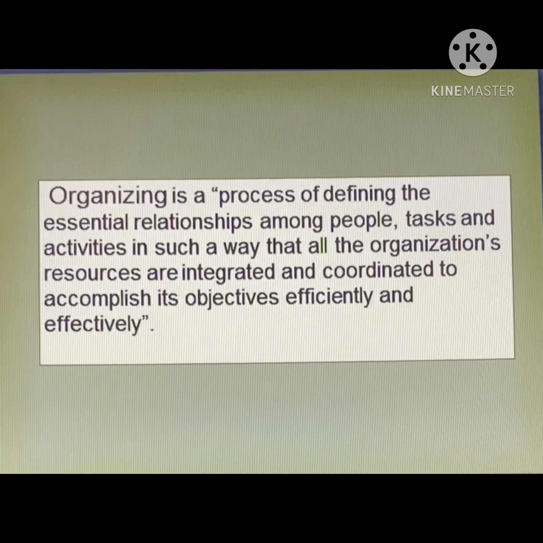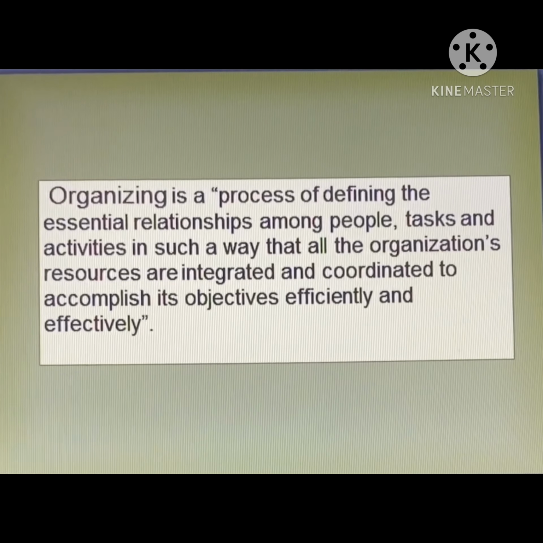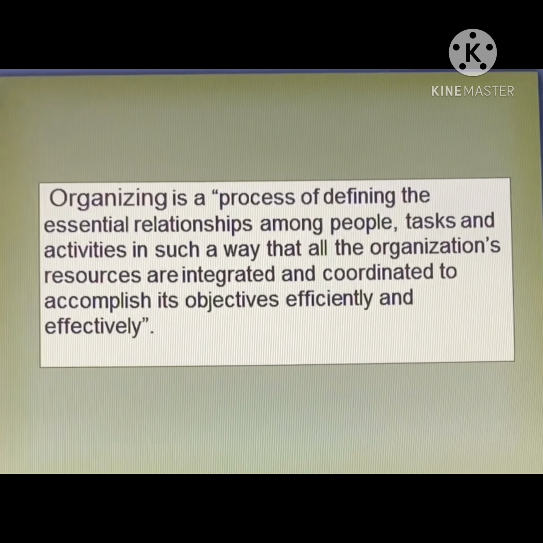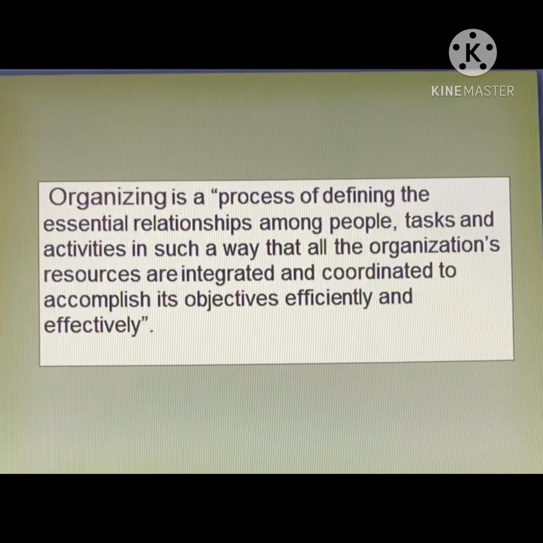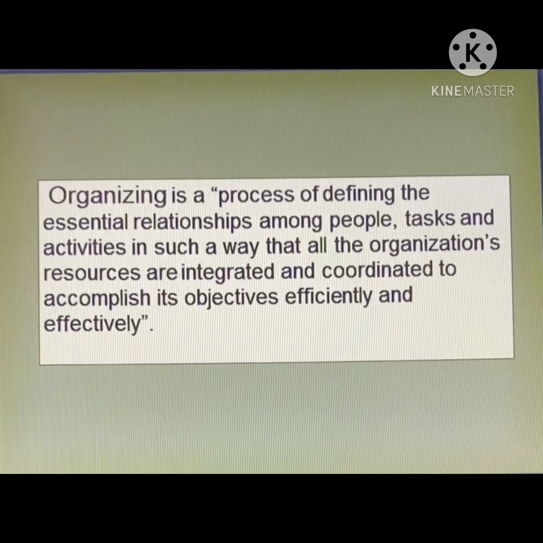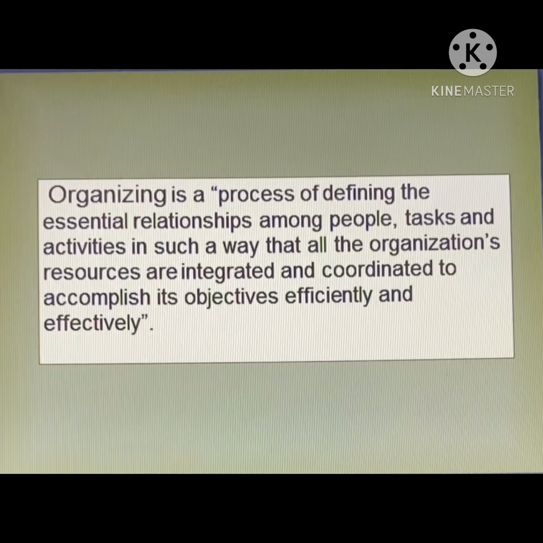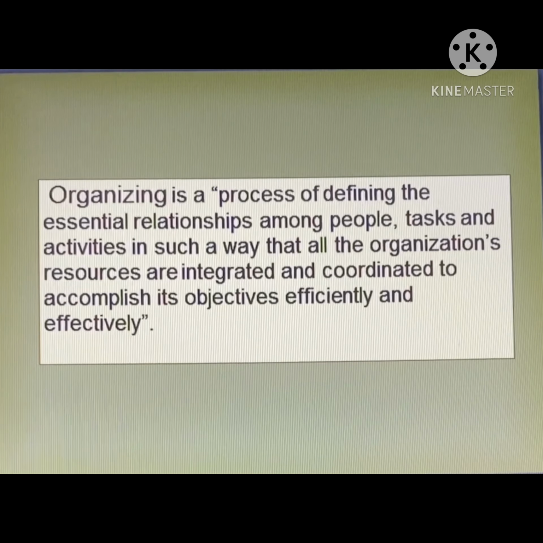Organizing is a process of defining the essential relationships among people, tasks, and activities in such a way that all the organization's resources are integrated and coordinated to accomplish its objectives efficiently and effectively.